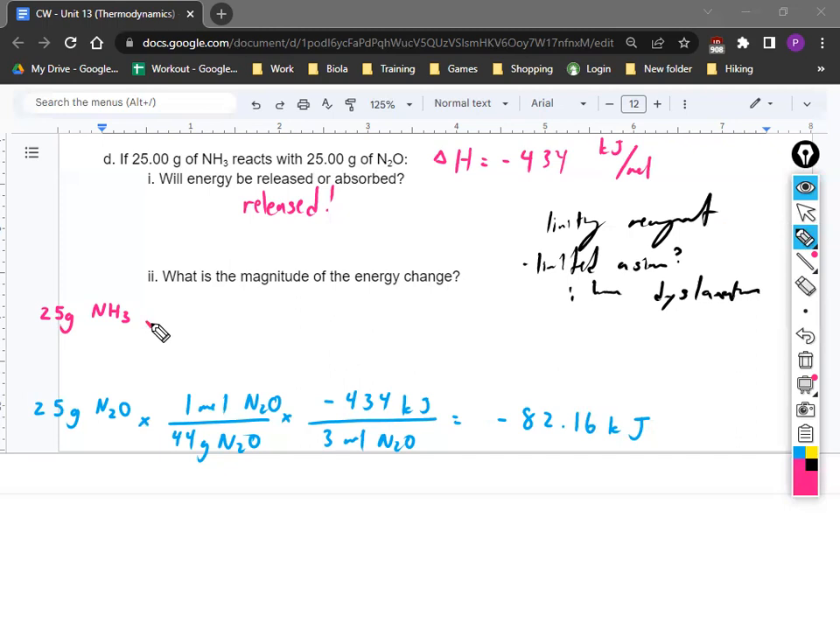And then for the other one, it's going to be NH3, 17 grams. And then you get 2 moles of NH3. And then same thing, negative 434 kilojoules. And then you'll get negative 318.4 kilojoules.